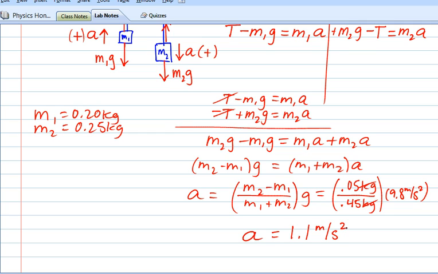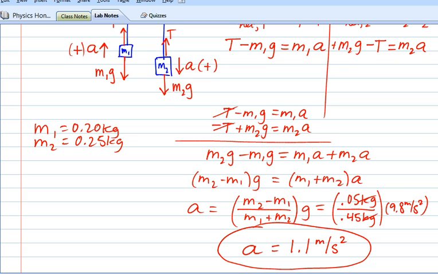Well, we can't really say because we have two different objects that are moving in opposite directions. So it's best to say that the magnitude of the acceleration is 1.1, and then to figure out which way, we look at the diagram. So object 1 is moving up at 1.1 and object 2 is moving down at 1.1. And that's the positive direction for each of those objects because we picked it that way.